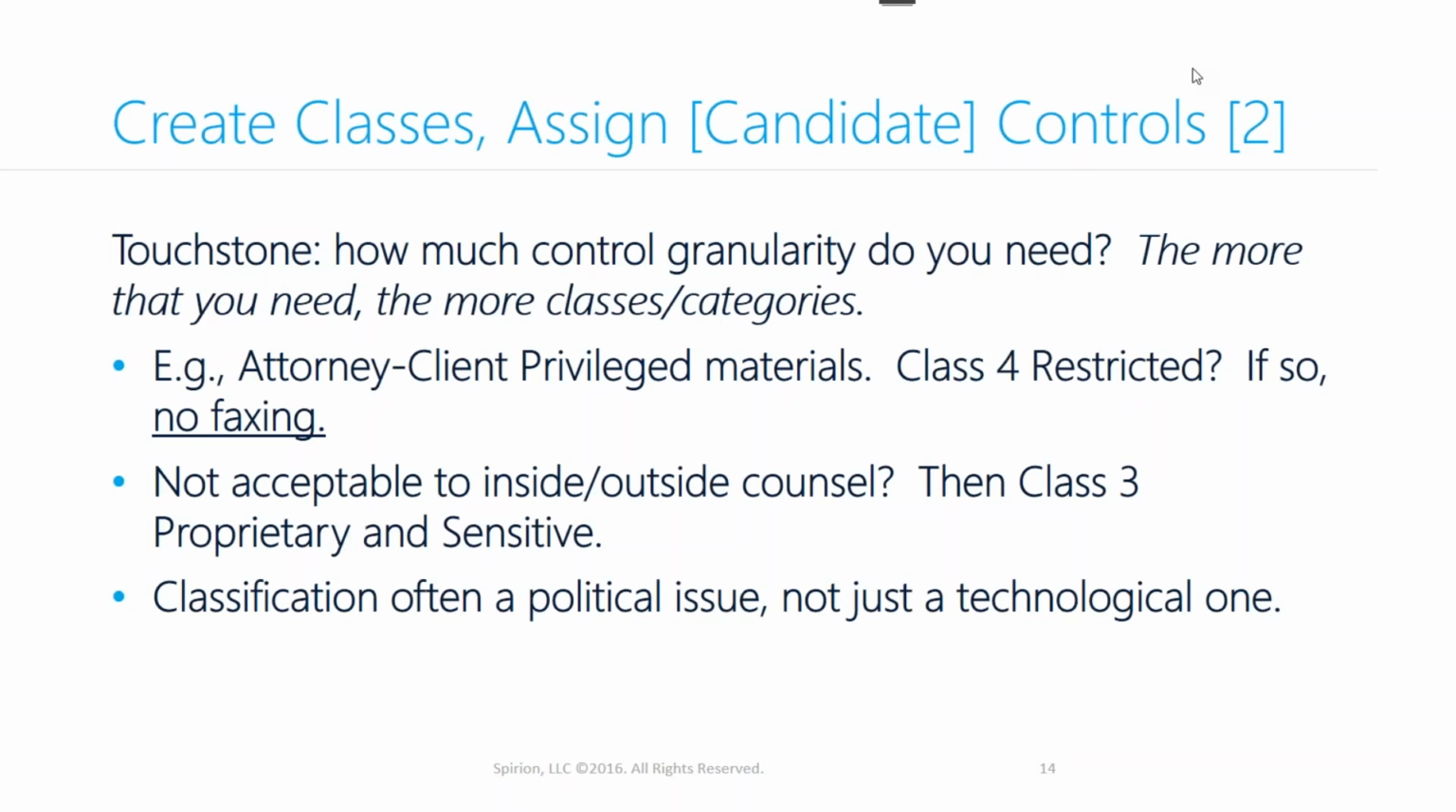So hence why attorney-client privilege wound up getting dropped to class 3, which is orange or yellow, I believe. And we simply had to be satisfied with those controls, which I'm not in love with. But again, politically, if no one's going to use the controls, you're out of luck. So as the last point here says, classification is often a political issue, not just a technological one. It really is true. You're going to find that the technology is not your biggest challenge.